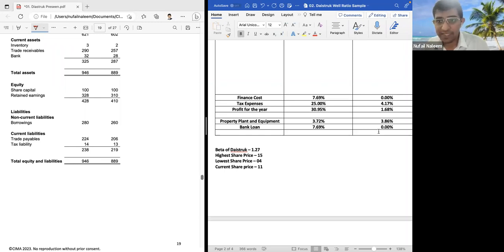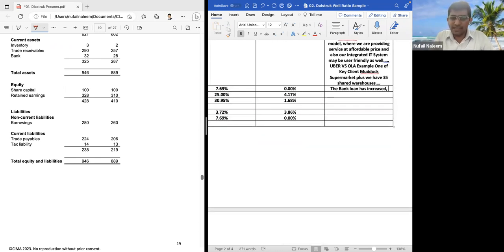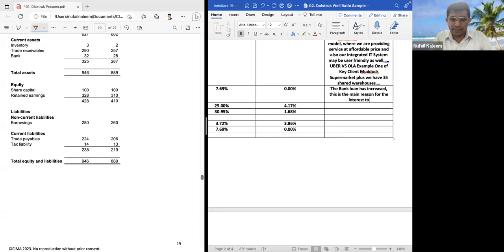We are effectively investing in technologies as well. And if you observe, students, we can write that point here. The bank loan has increased. The bank loan has what, students? Increased. This is the main reason for the interest to increase.